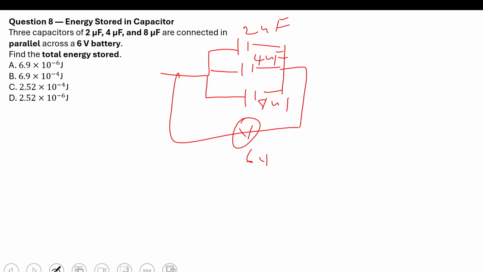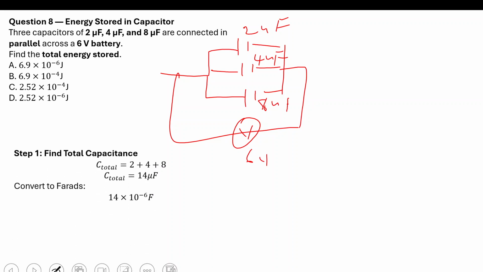So this is how they are connected. We're asked to find the energy stored. First off, we need to get the total capacitance, and because they are all connected in parallel, the formula is 2 plus 4 plus 8 to give us 14 microfarad, or 14 times 10 to the power minus 6 farad.